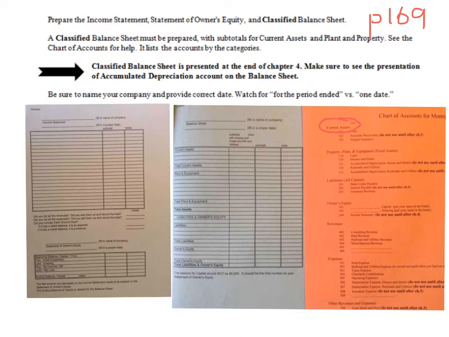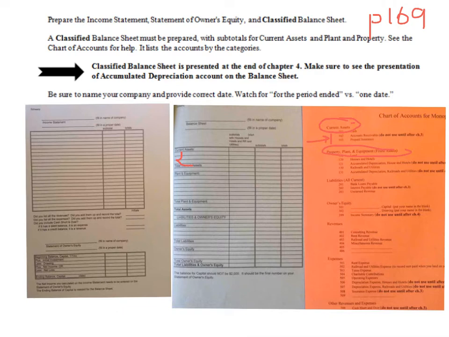So these three are current. Then you have property, plant, and equipment. And then you have liabilities. They're all current for you. So put the groupings of your assets based on the groupings on the chart of accounts.